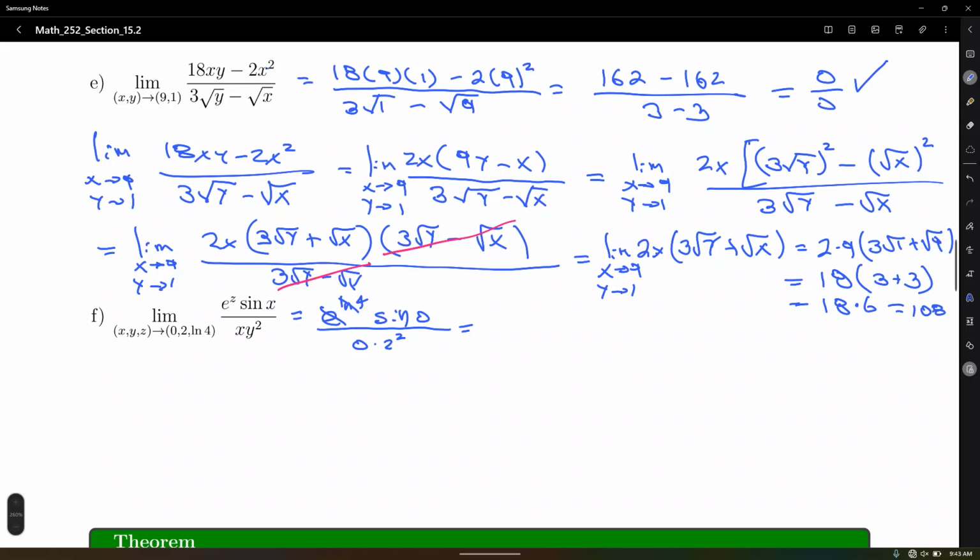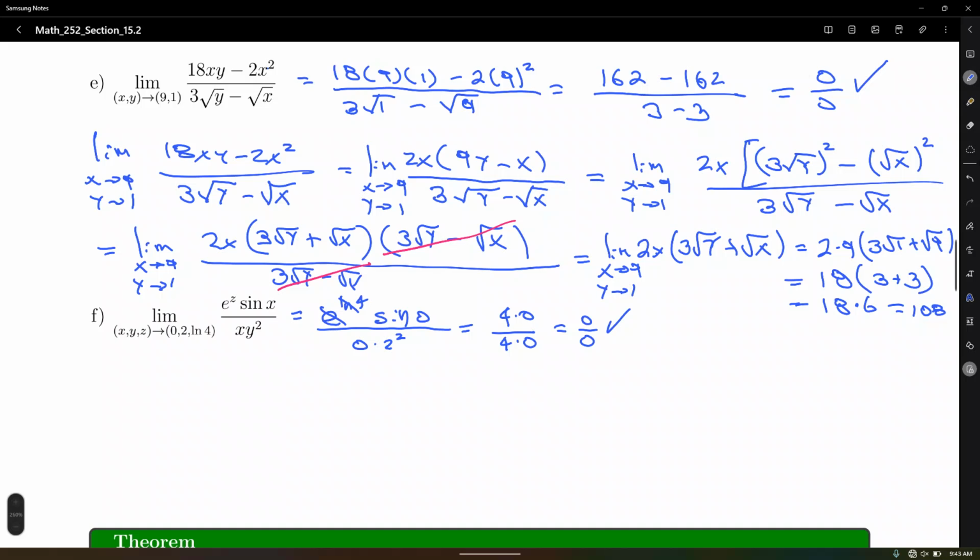Okay, e to the ln of 4, that's 4 times 0 over 4 times 0. Careful, this is not equal to 1. This is 0 over 0, which is good, because that means we can do some algebra. However, we cannot factor anything, right? We can't factor to divide out the 0 over 0 because we don't see a difference of squares. Also, we cannot use rationalizing of the denominator or numerator because we do not have any radical expressions.